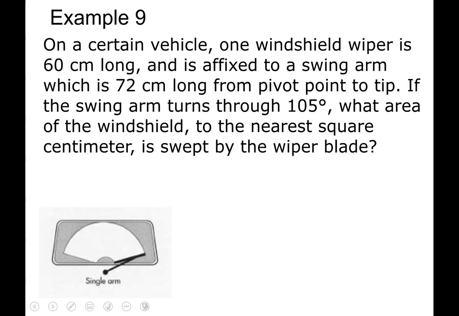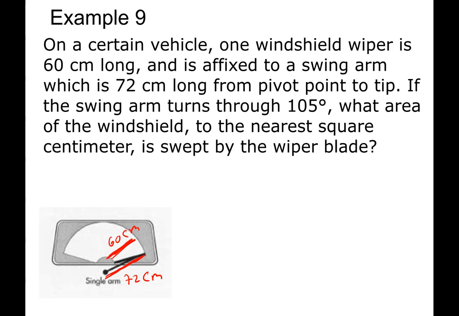Final problem has to do with a windshield wiper. So on a vehicle, one windshield wiper is 60 centimeters long, and it's attached to a swing arm, which is 72 centimeters long from pivot point to tip. Next time you're in the car and you're looking out at your front window at the windshield wiper, the arm itself, the wiper is not attached the entire part. It's only attached for the part that it wipes. So what they're telling you is that the length of the entire arm is 72, and then they're telling you that the length of the wiper itself is only 60.